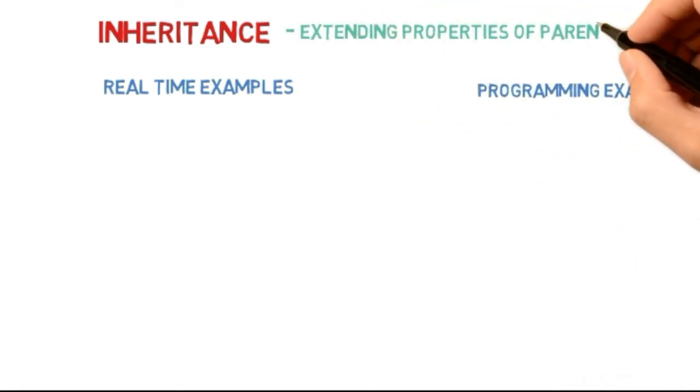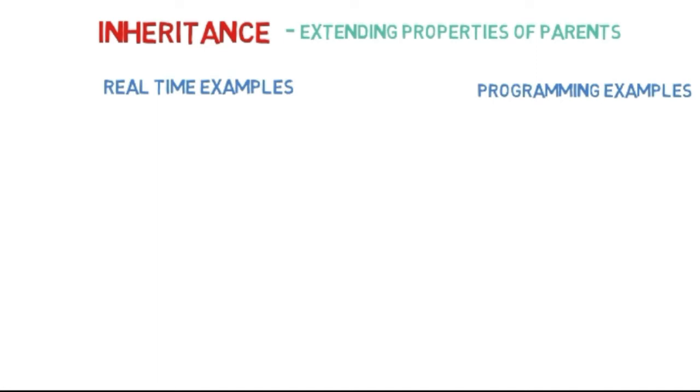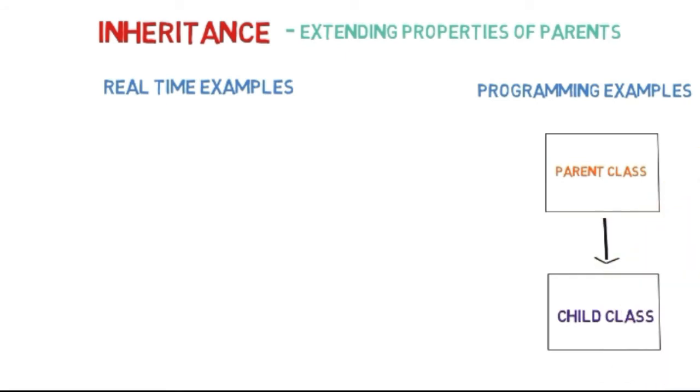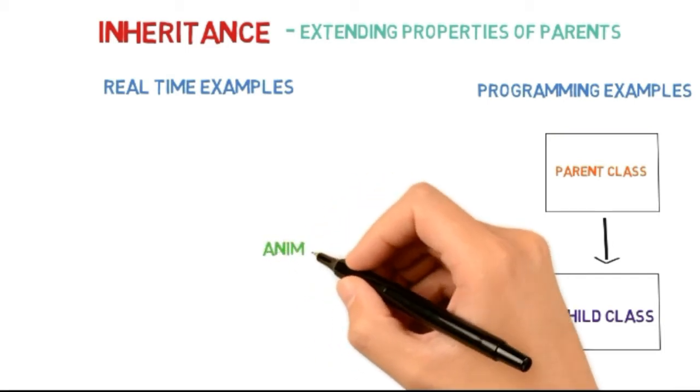Firstly, inheritance is a process of extending properties of parents, similar to what we humans do. Here we have a parent class and a child class, which extends the parent class. So that child class gets all the properties and behaviors of the parent class. Basically, the child class uses the properties of the parent class and you don't have to write the logic again in the child class. We will understand this with an actual program, but first let's understand the real-time example of this.